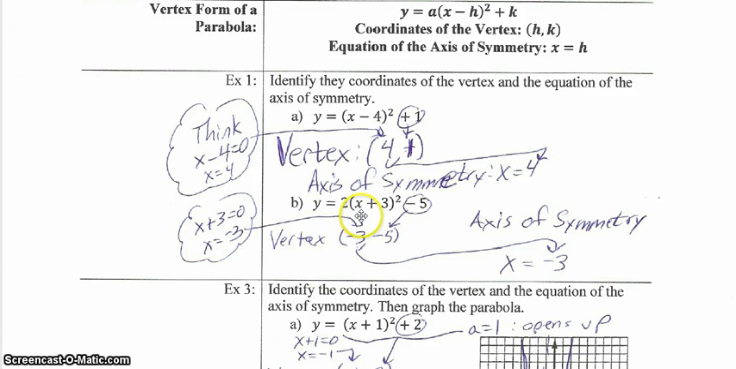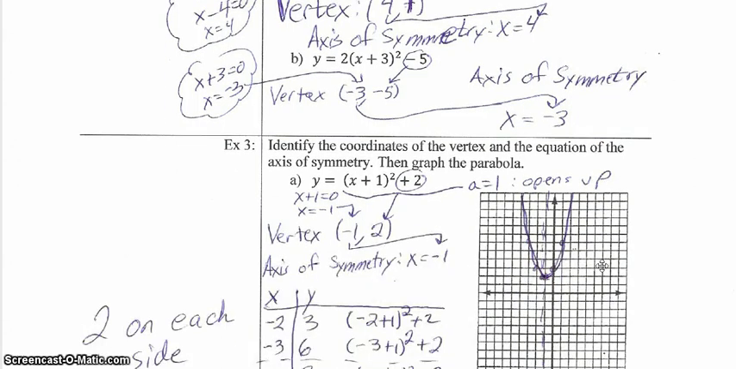For b, same thing. What's inside the parentheses? X plus 3, set it equal to 0, x is negative 3. And then use the minus 5. Axis of symmetry, x equals negative 3. That's pretty straightforward. I think about it in that manner each time. It's quicker that way even for me, and I'll tell you the other one in a bit.